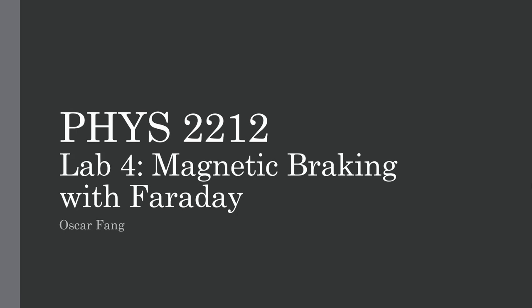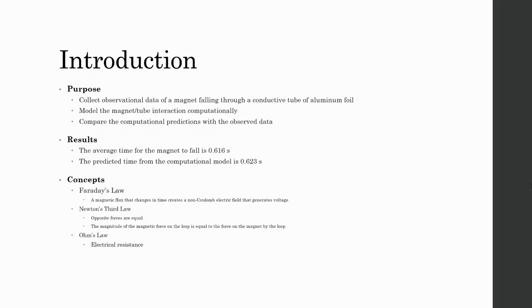In Lab 4 of Physics 2212, we experimented on magnetic braking with Faraday. The purpose of this lab is to collect observational data on a magnet falling through a conductive tube of aluminum foil. The interaction between the magnet and the tube is then modeled computationally. The predictions from the computational model are then compared with the observed data.